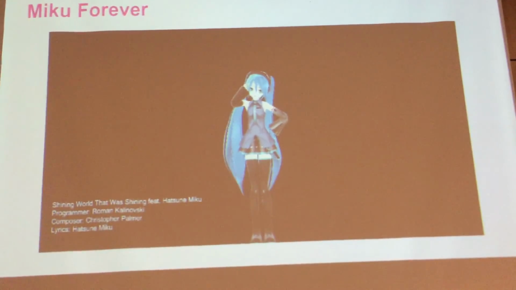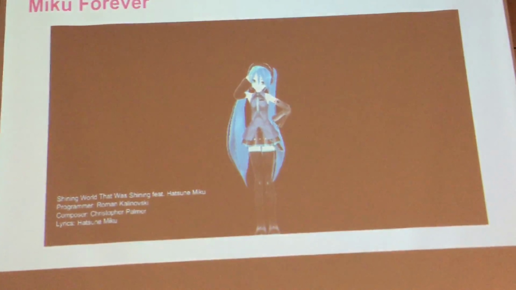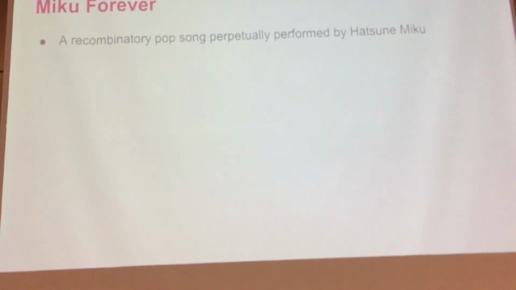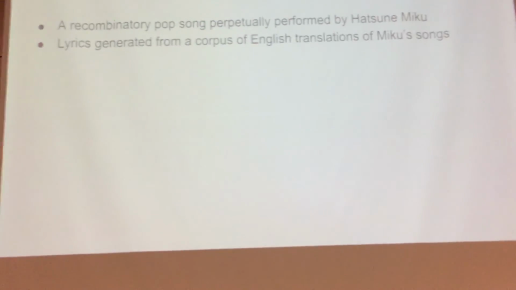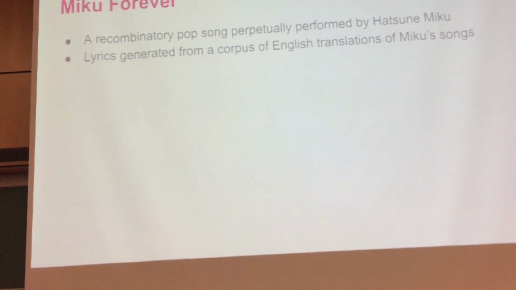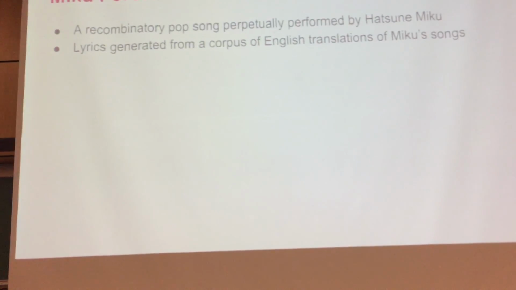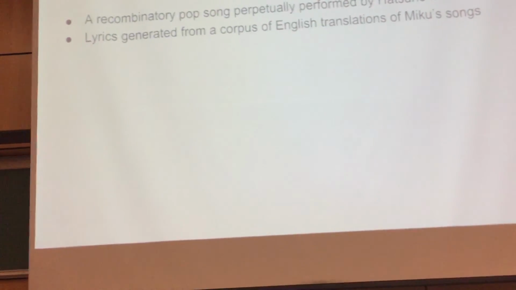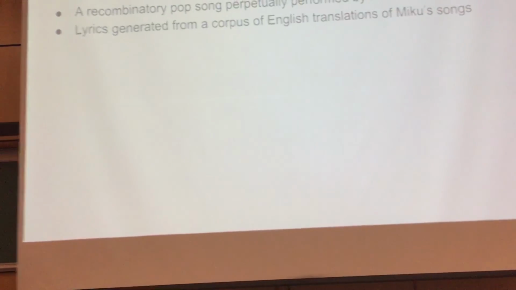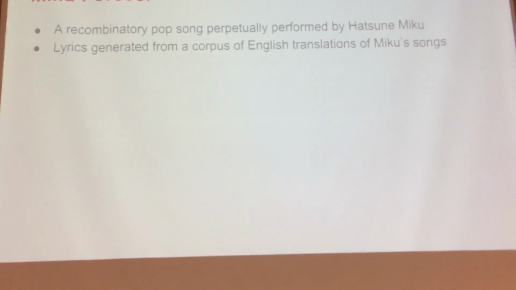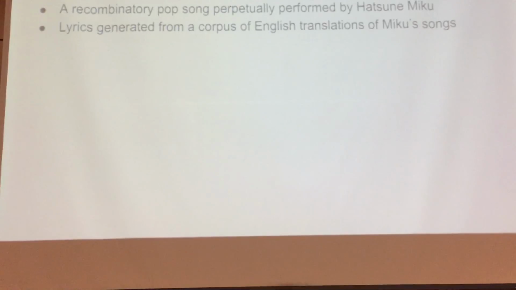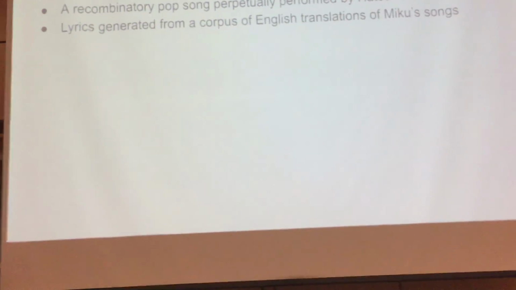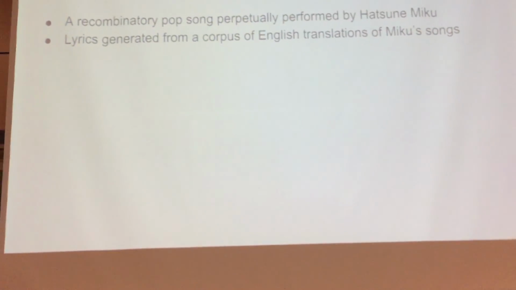So this brings me to my project, which I've been working on. It's called Miku Forever. And it's a recombinatory pop song perpetually performed by Hatsune Miku. The lyrics for the song were generated from a corpus of about 22,000 words, and it's every English translation I could find of her previous songs, plus ones that were originally written in English. The code was written in Python using NLTK and the CMU pronouncing dictionary to basically have things sync up to a certain rhythm and rhyme properly, etc.